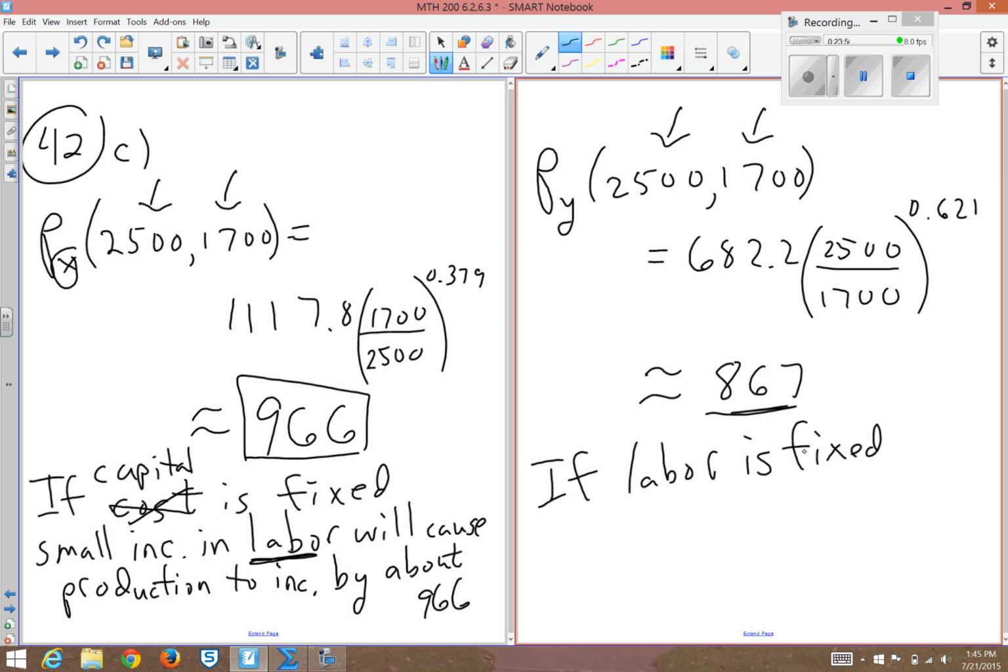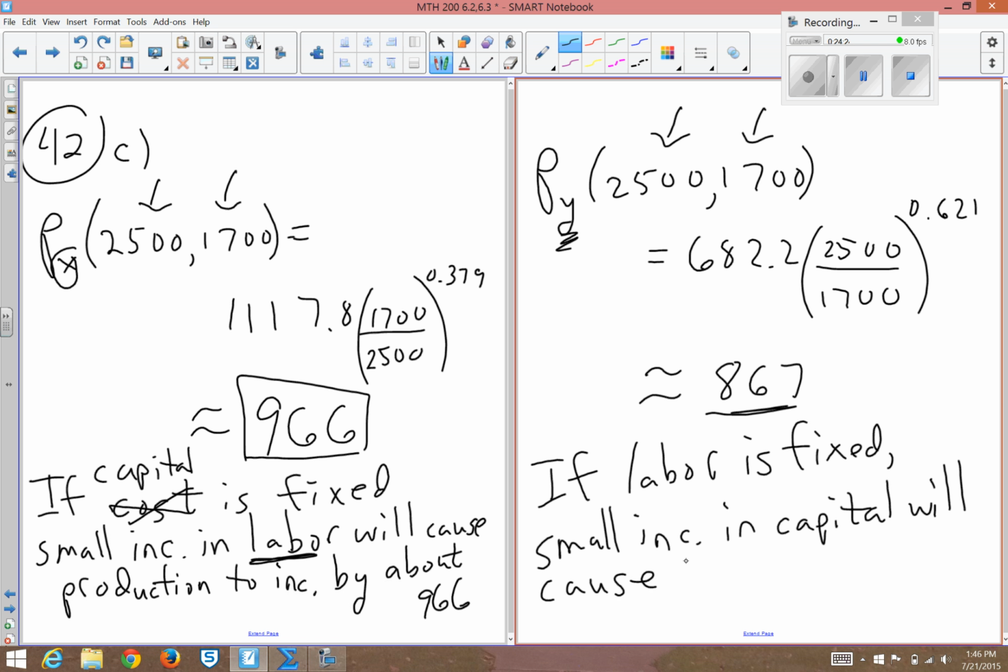at that number 2,500, then a small increase in capital, because the Y here was capital, a small or marginal increase in capital will cause production, that's the P is production, to increase by about 867 units.